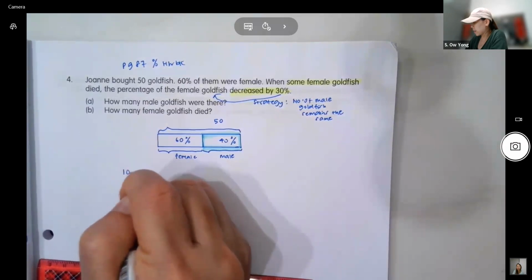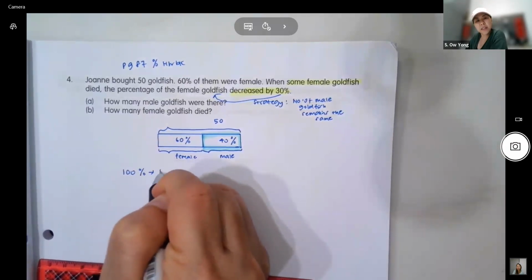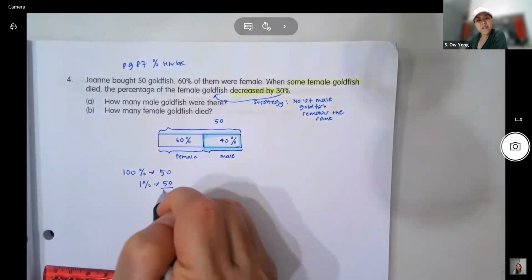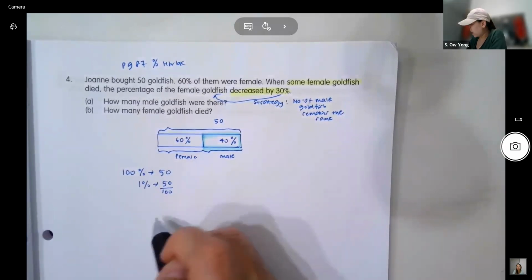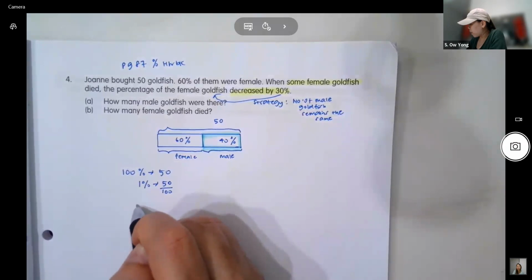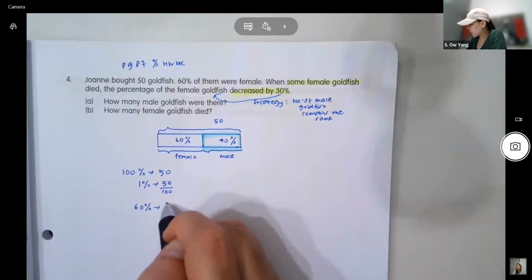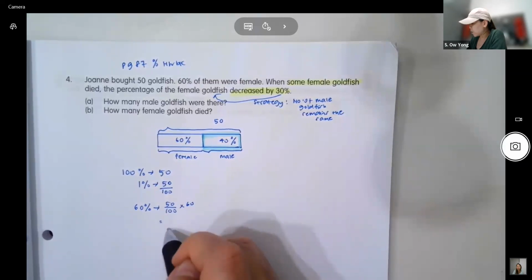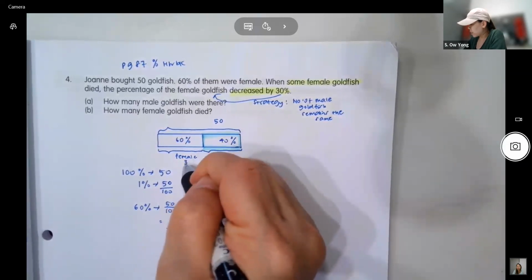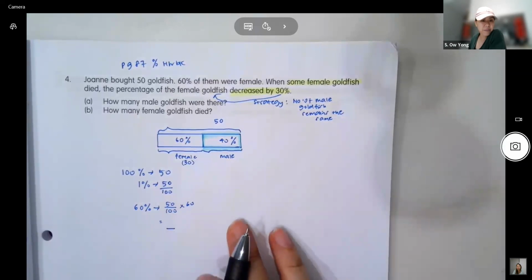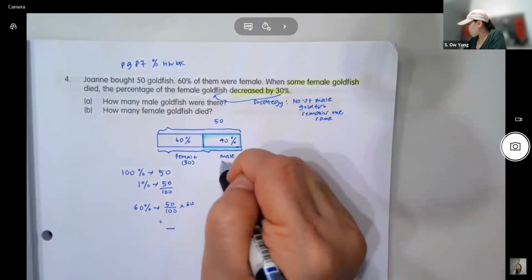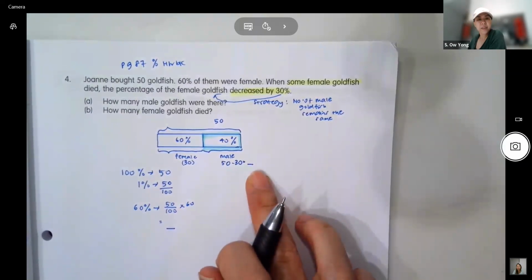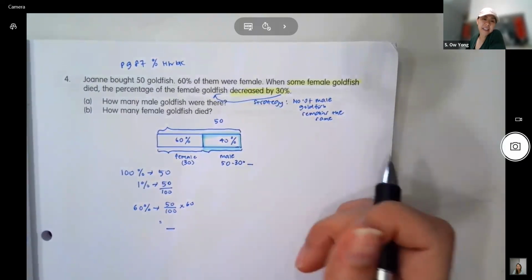At least we know that 100% arrow 50, 1% arrow 50 divided by 100. Then you get the number of female goldfish first, which is 30. The actual number is 30. You can go and work it out. Then, as for male, you can find out that it's 20. So you see, you already solved part A answer.